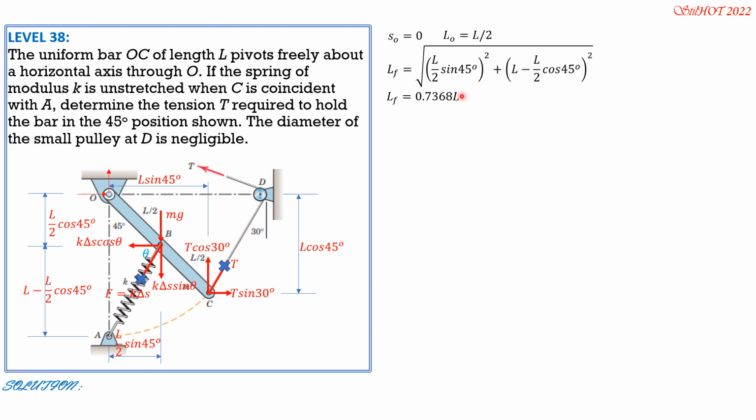Therefore, the final displacement is final length minus original length. So K delta S therefore equals K, final length minus original length, minus original displacement with 0. So the value of K delta S therefore is equal to 0.2368 KL. So now we'll solve for theta. Theta is arctan of quantity L minus L over 2 cosine 45 degrees over L over 2 sine 45 degrees.